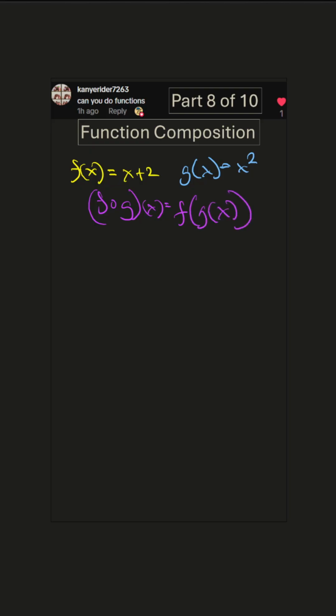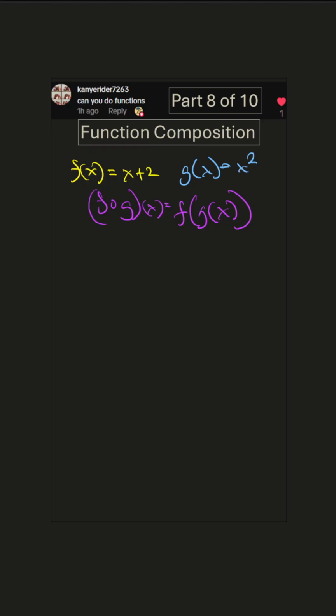Can you plug one function inside of another? Well, that's what function composition is all about. So let's say we have f of x equals x plus 2, and g of x equals x squared. So f of g of x, that's the notation we use. So that means you do g first, and then you plug that result into f.